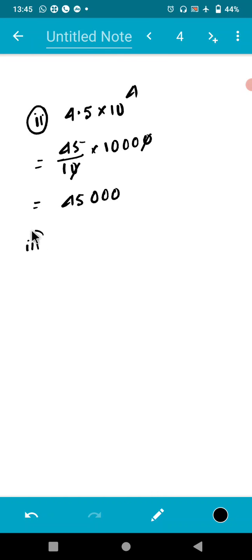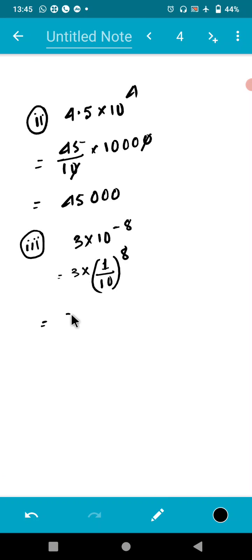Let's do sum number 3. Now in sum number 3 we have 3 into 10 to the power minus 8. There is no decimal number here, so we'll keep it intact. Now we have to convert this negative power to a positive power. That means we have to take the reciprocal of 10. That would be 1 by 10 to the power 8. Now 3 into 1 to the power 8 would be 1 only.